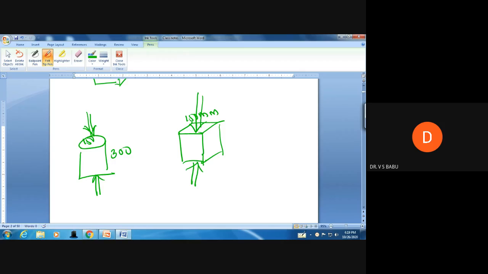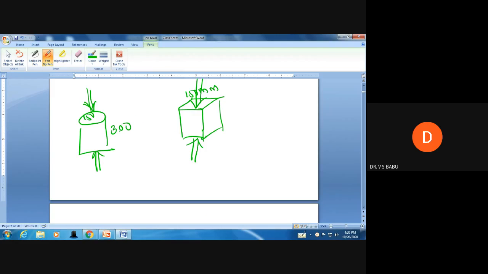The cube strength is more, even though the grade of concrete and ingredients are the same. The thing is, while you test, the specimen size is different. One is a cylinder and the other one is a cube. Obviously the cube strength is more than the cylinder, because the cylinder is a slender one. That means its length is more.